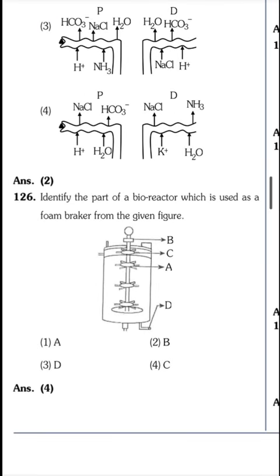Identify, this is again one more diagram oriented question. The part of a bioreactor which is used as a foam breaker. This is from the biotechnology principles and process chapter. So C is the correct answer. The reason is they help in breaking the foam. So the foam breaker is going to be option C.